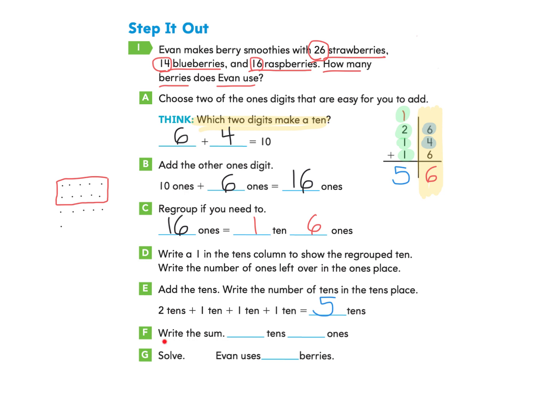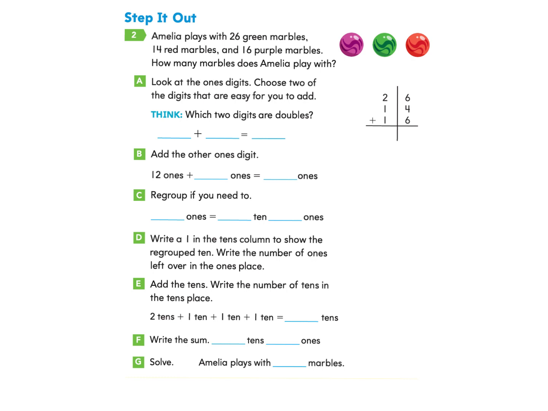Okay, our next direction asks us to write the sum. How many 10s and how many ones do we have? That's right, we have 5 tens and 6 ones. So we have solved this problem. How many berries does Evan use? We have solved our problem and found that Evan uses 56 berries. Nice work. Let's take a look at the next page, page 316, under Step It Out, question 2.